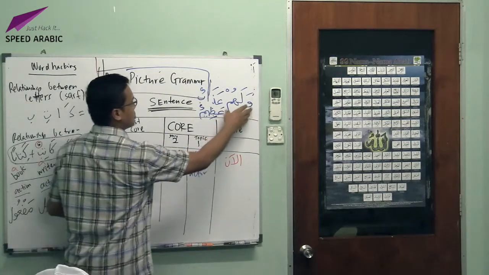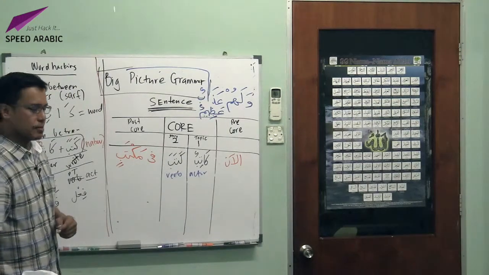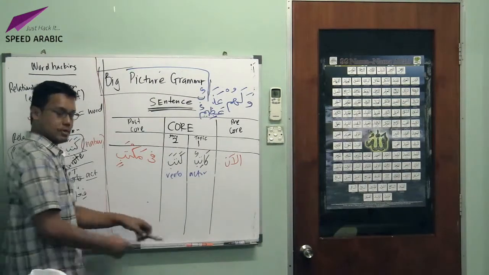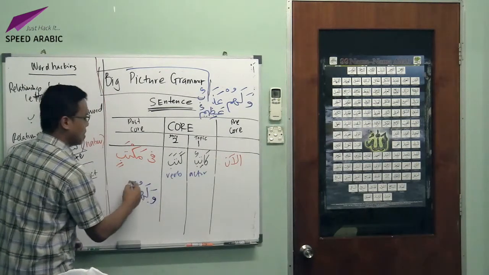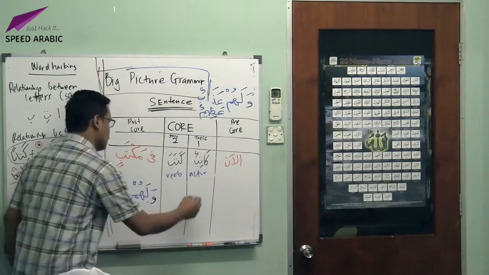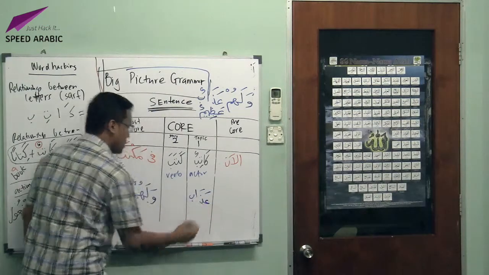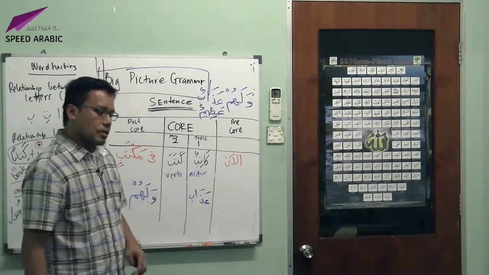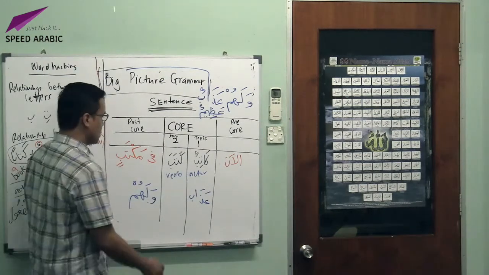Where do you put walahum? Post-core, right? So you put post-core. The sentence is talking about what? Azab. Topic. The story is Azim. Okay.